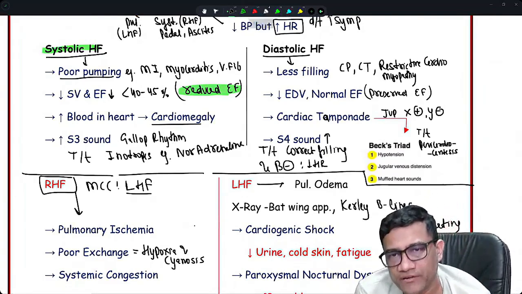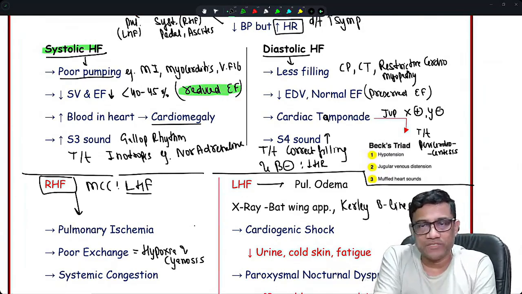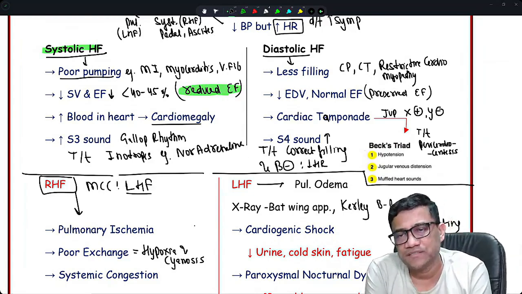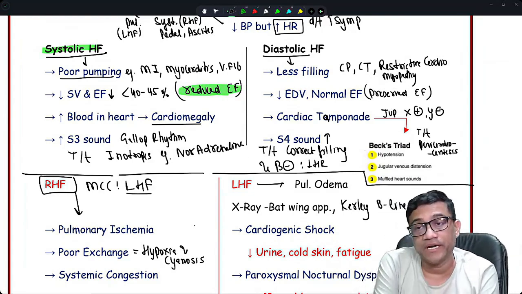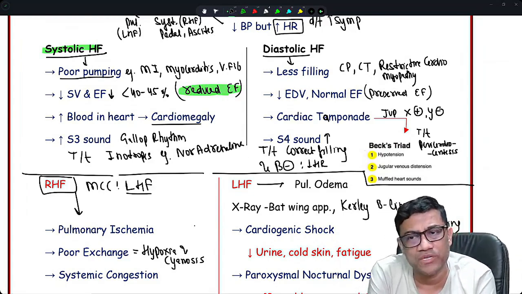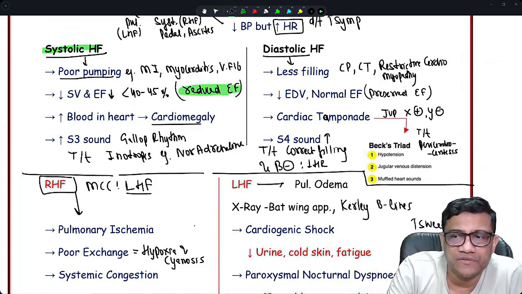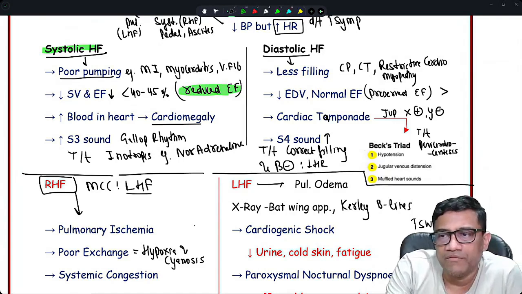Now diastolic heart failure. In diastolic heart failure, the filling is less. So filling is less, and there is constrictive pericarditis, tamponade, or any kind of tumor in the mediastinum. Now there is decreased filling, so EDV decreases, but what is preserved? Ejection fraction is preserved. How much will it be? It will be above 50%.